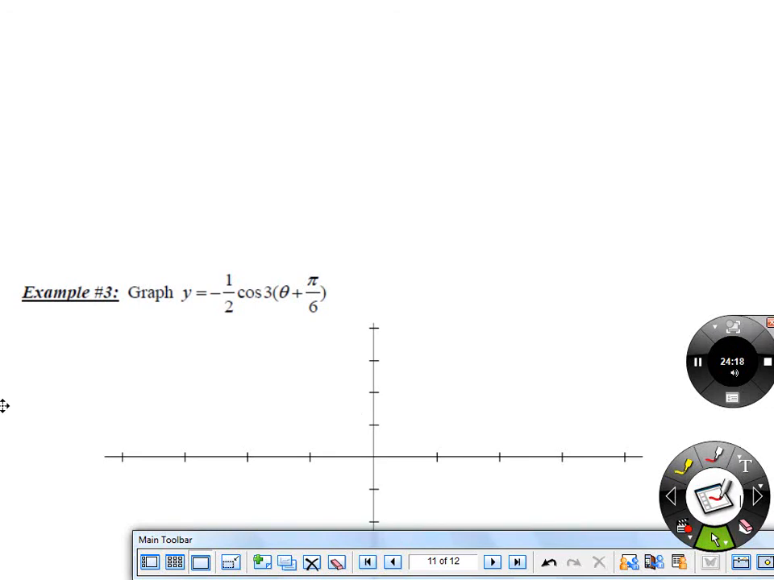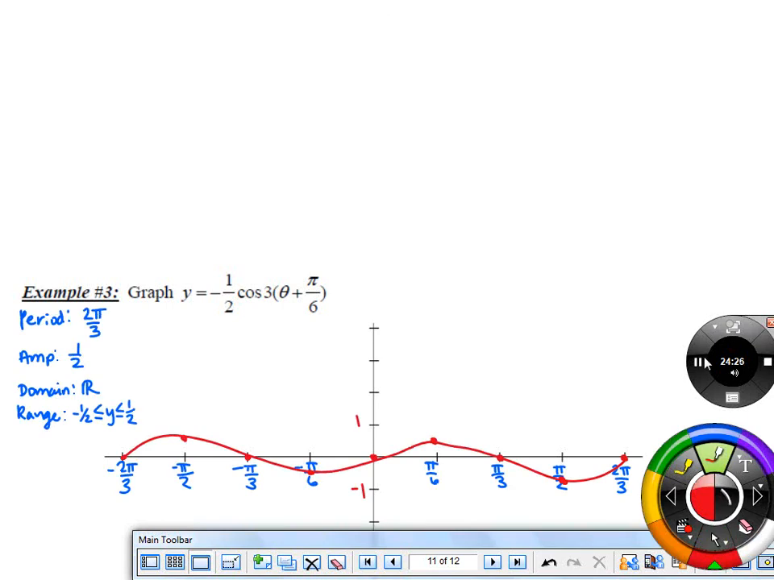So here's your next challenge. Can you graph negative 1/2 cosine of 3 times theta plus pi over 6? Okay. Questions on your graph. So things you should be able to get. The curve in the right place. So yes, your points should be in the same place as mine with the same scale.